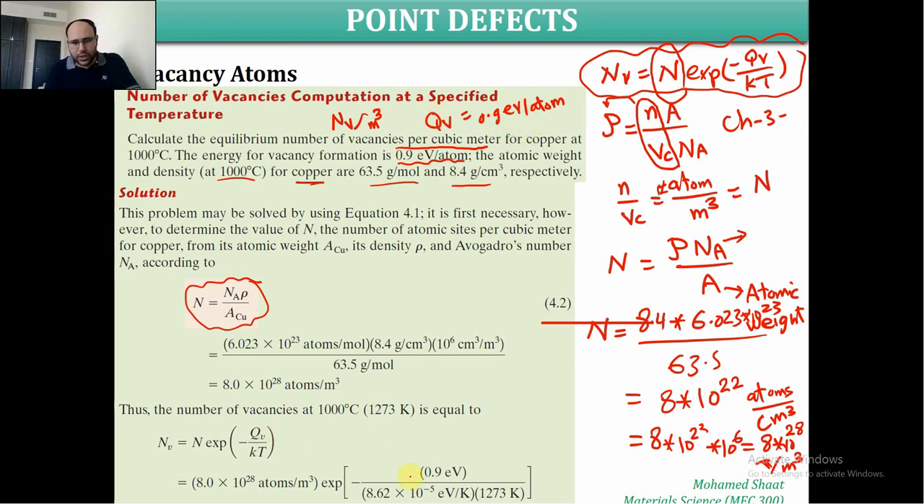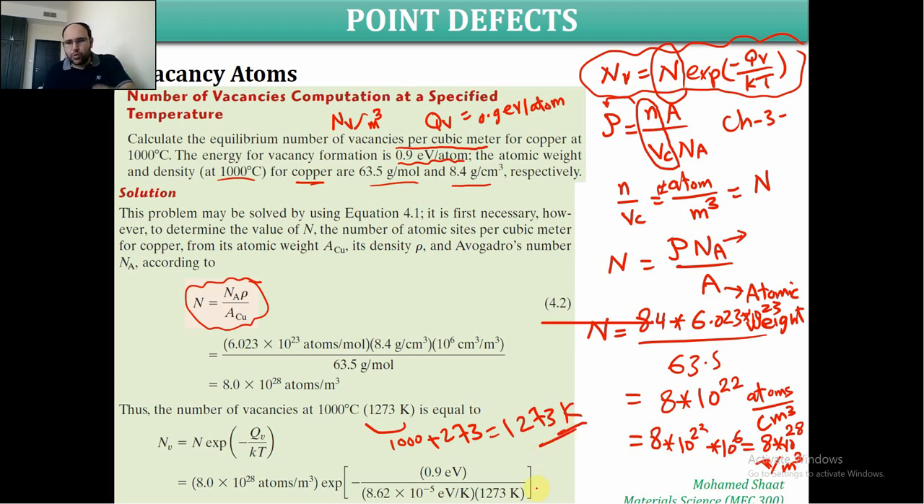So it is 0.9. You're just going to substitute 0.9 divided by K times T. T is the temperature. It is given as 1000 degrees Celsius, but it should be converted into Kelvin. How can we convert from Celsius to Kelvin? Add 273. So it should be 1000 plus 273. You're going to end up with 1273 Kelvin.